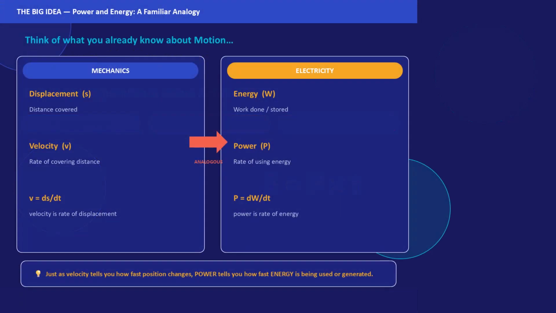Here is the most important analogy in this lecture. In mechanics, you already know that velocity is the rate of change of displacement. In exactly the same way, power is the rate of change of energy. If you run a long distance, your displacement is large. If you run very fast, your velocity is high. In electricity, if you use a lot of energy over a long time, you have high energy consumption. If you use it very quickly, you have high power. The fundamental relationship is P equals dW by dt. Hold that thought. It will explain everything in this lecture, from your heartbeat to a rocket launch.